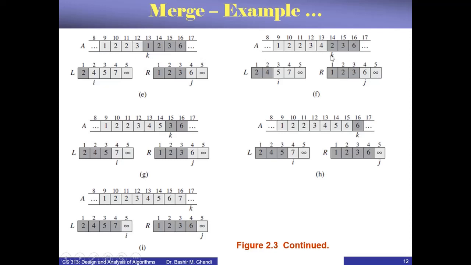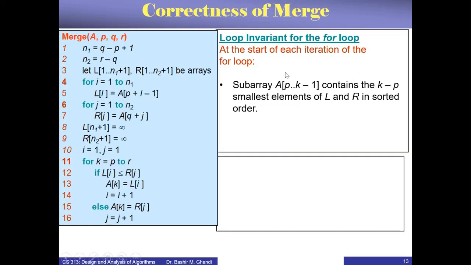So if you increment K, we will have copied one more value from either L or R. In this case it is 4. Okay, so again, if you look at this, they are elements from L and R which are sorted. Okay, these 2, 4, 1, 2, 3, they are the same elements that are now in array A, and they are sorted. This is basically what the loop invariant is saying, that the subarray from P until K minus 1 contains K minus P smallest elements. If you count them, they are K minus P actually.